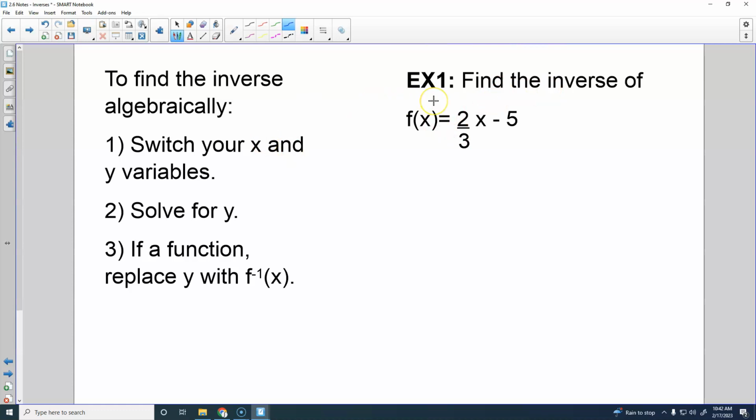So if I want to find the inverse, have you guys found inverses before? Does this seem familiar? You are going to switch your x and y variables, solve for the y, and replace it with f inverse of x. So the f of x, we're going to treat like our y. We're going to switch where our x and y are. So that is going to be x equals 2/3 y minus 5.